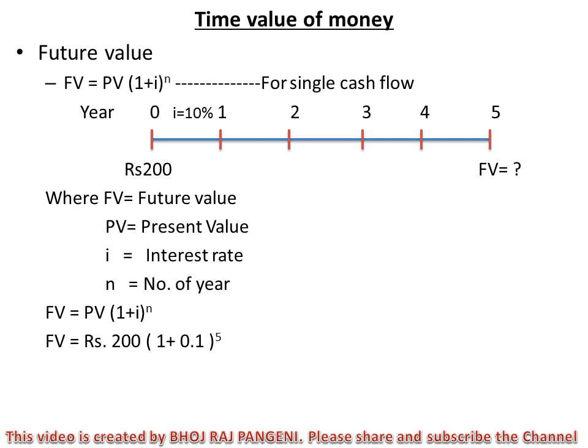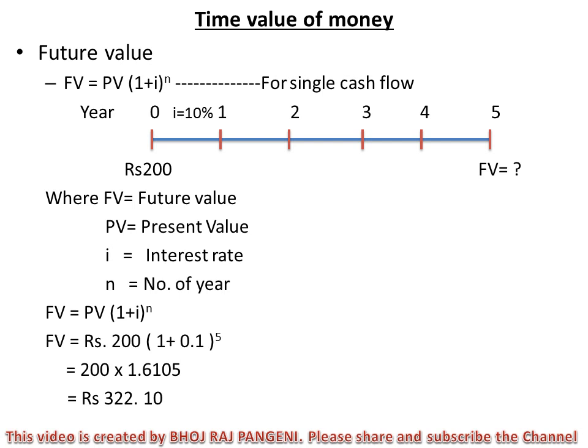So we get the future value rupees 322.1, that is called the future value. It means that rupees 200 is equal to rupees 322.10 after 5 years at a 10% compounding rate. The process of finding the future value is called compounding, and finding the present value is called discounting. Present value, discounting; future value, compounding. Always remember.